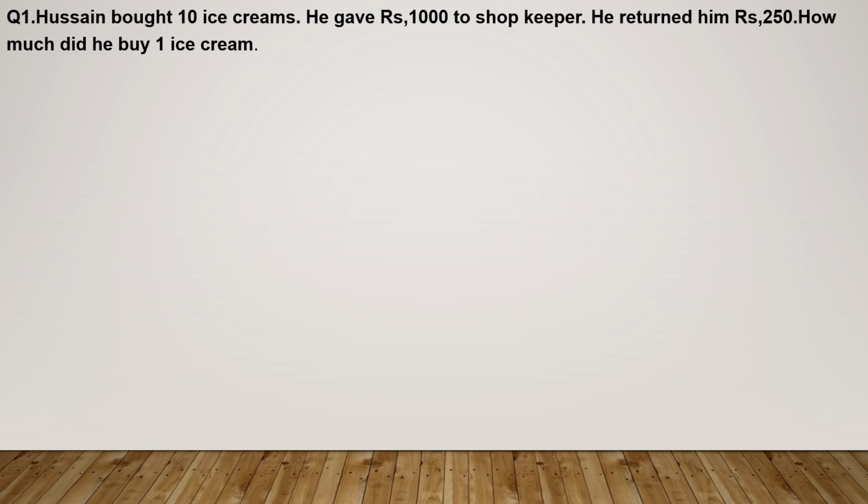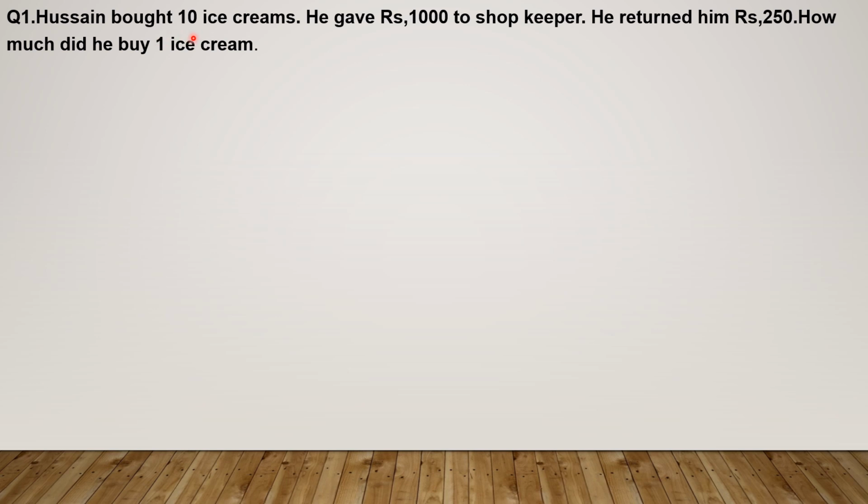Exercise 9.2, question number 1. Hussein bought 10 ice creams. He gave rupees 1000 to the shopkeeper. He returned, means the shopkeeper returned him rupees 250. Total amount is 1000 rupees and the shopkeeper returned him 250 rupees. Means how many rupees did the shopkeeper keep with himself? Yes, 750 rupees. Now the question is, how much did he pay for one ice cream? The question is, what is the price of one ice cream?